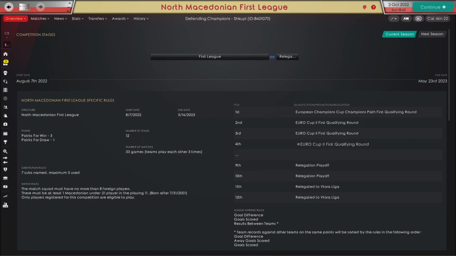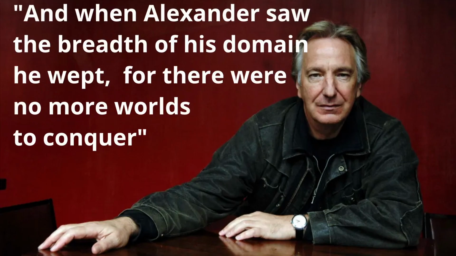The ultimate goal of this save, well, there is a very inaccurate quote made by Alan Rickman as Hans Gruber in the greatest Christmas movie of all time, Die Hard. "And when Alexander saw the breadth of his domain, he wept, for there were no more worlds to conquer." Now, that is a bastardization of a quote between Plutarch and John Calvin, which you would probably never put in a sentence together willingly, but it fits here.